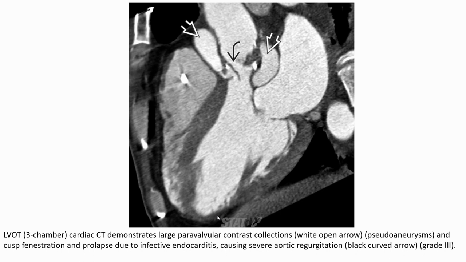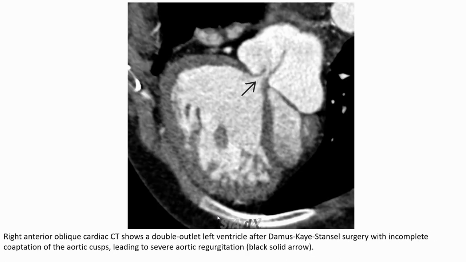This cardiac CT demonstrates a slight paravalvular contrast collection and cusp fenestration and prolapse due to infective endocarditis causing severe aortic regurgitation. This cardiac CT shows a double outlet left ventricle after Damus-Stansel-Kaye surgery with incomplete coaptation of the aortic cusps leading to severe aortic regurgitation.